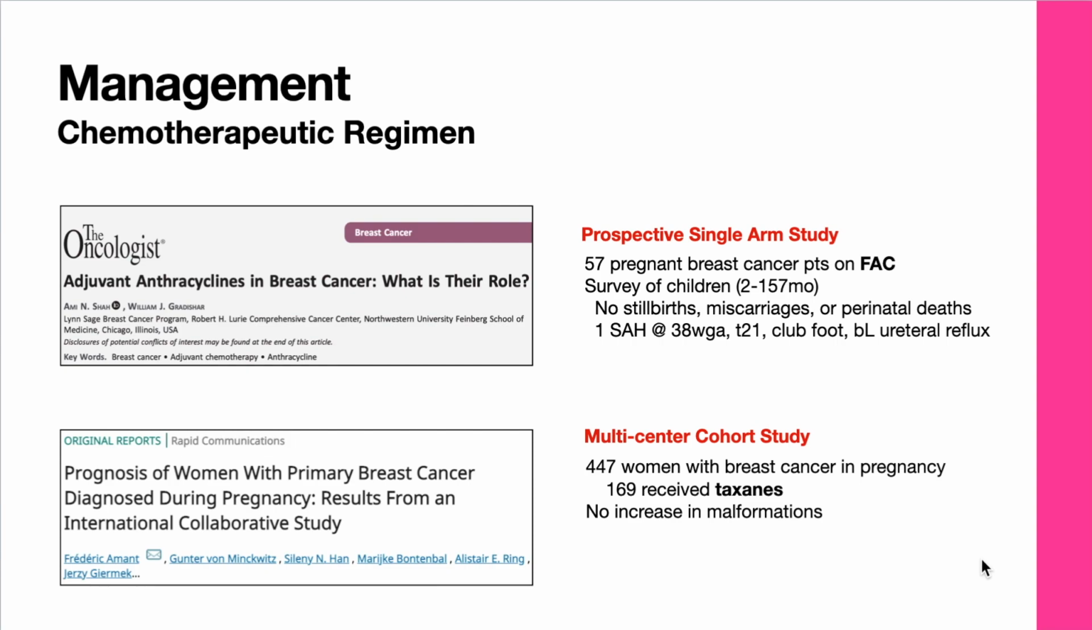Of course, in the study, there was one subarachnoid hemorrhage at 38 weeks. There was a T21, a club foot, and a bilateral ureteral reflux in different patients. But in general, there was no difference in the study between the prospective arm and the control arm.